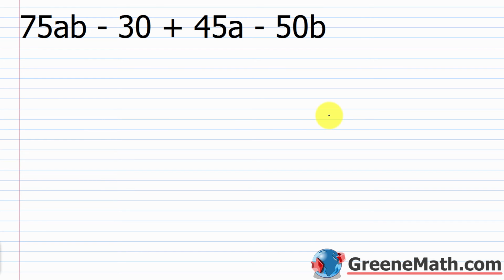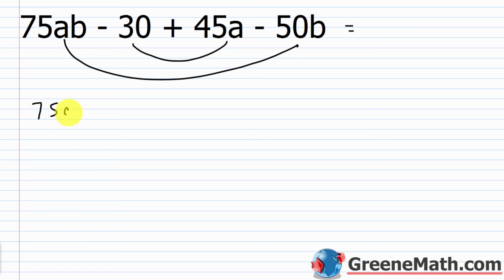So I just wanted to quickly come back up to the original problem, and I want to show you what happens if I don't pull a 5 out to start. If I don't pull a 5 out to start, we already know that I can put these two next to each other and these two next to each other, and I will get a common binomial factor. So let's do that. Let's do 75ab minus 50b. And then let's switch the order here and just put plus 45a minus 30.